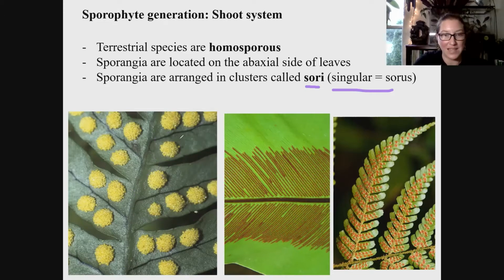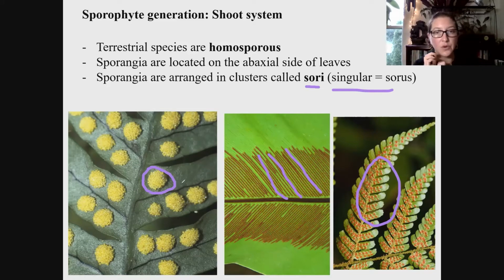Sometimes sori can be in the shape of little round balls. Sometimes a sorus will be in lines. Here's another example where the sori are kind of orangey in appearance. In each of these, I'll just circle this one. That thing I just circled, that yellow thing, is a cluster of sporangia. Each of those little tiny yellow dots inside there, one, two, three, four, five, whatever, each of those is a sporangium. And a cluster of those sporangia is called a sorus, or plural sori.